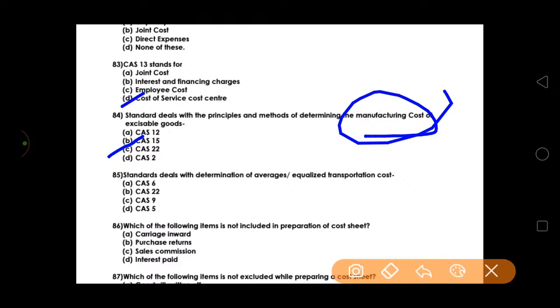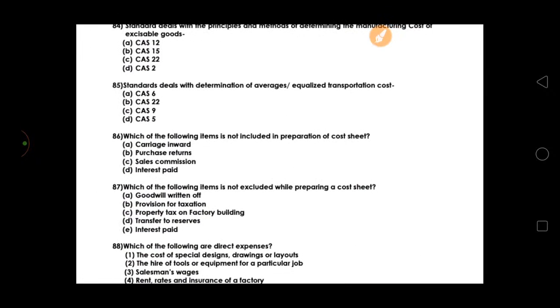Determining the average cost of transportation is cost accounting standard number 5. Remember it, transportation is cost accounting standard number 5. Which of the following is not included in the preparation of a cost sheet? Interest paid.